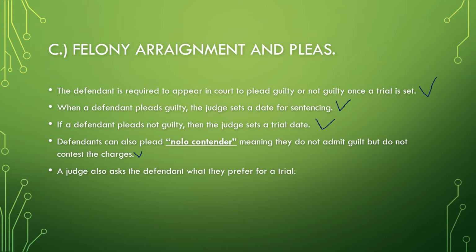So, a little tricky to understand. But what that basically means is the person doesn't really have the problem of having it on their record permanently that they pled guilty to something. A judge also asks the defendant at a felony arraignment what they prefer for a trial.